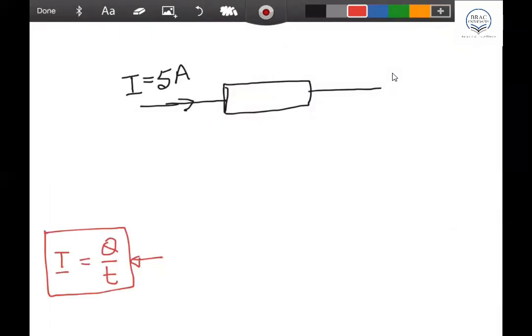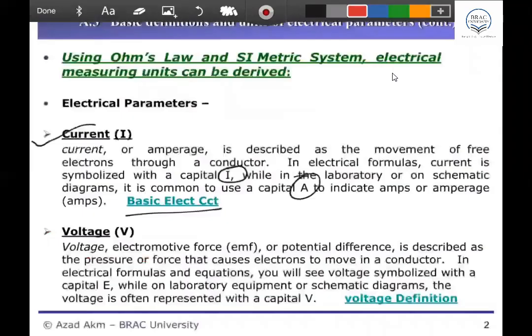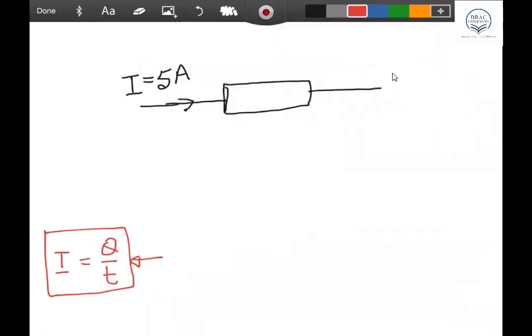Now, if we go back to the voltage signal next, the voltage signal you are also very much familiar with. It is known as electromotive force, EMF, or it is also called potential difference, which is described as the pressure or force that causes the electrons to flow in a conductor. So if you apply pressure between the two terminals, then a flow happens. Think about it like this.